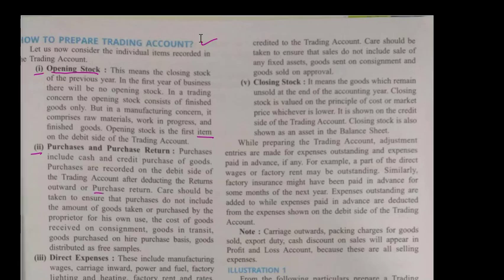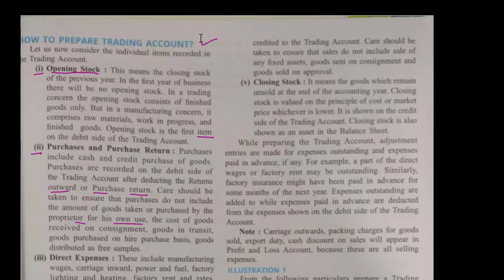Say you purchase 10 items, and out of the 10 you find one is defective and you return it. What you do is first enter the amount of all 10 items, and then subtract the entry for the one item which you return. That is purchase return, so you have to deduct it. Care should be taken to ensure that purchases do not include the amount of goods taken or purchased by the proprietor for his own use. If the proprietor purchases something for his own use, that will not come under purchases.